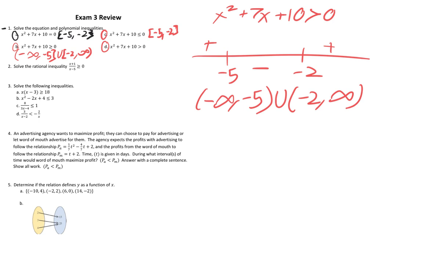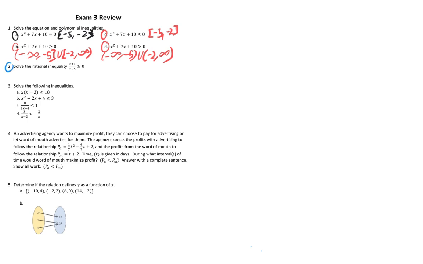So next we look at question 2. We want to solve the rational inequality x plus 1 over x minus 5 greater than or equal to 0. So we want to find these critical points.